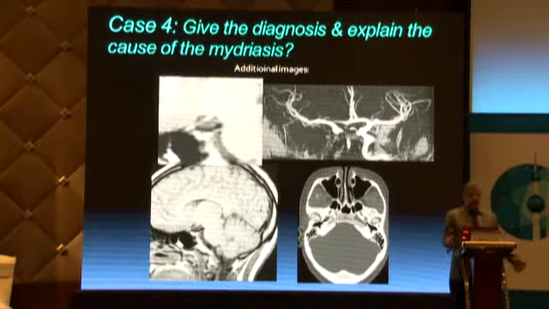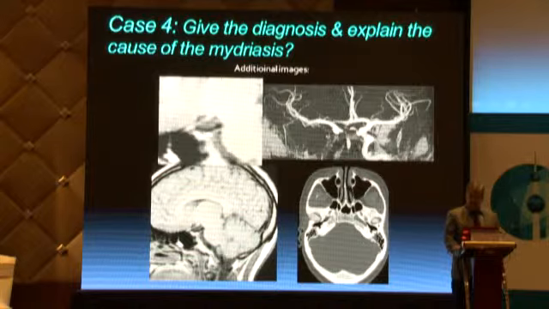So give the diagnosis over here and explain the cause of the mydriasis. These are more images from the same patient, a CT to the base of the skull, MR angiography, a sagittal T1 image through the third nerve on the right side. This is the magnified portion of the same image on the right side.